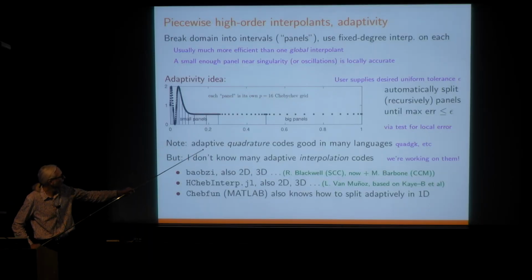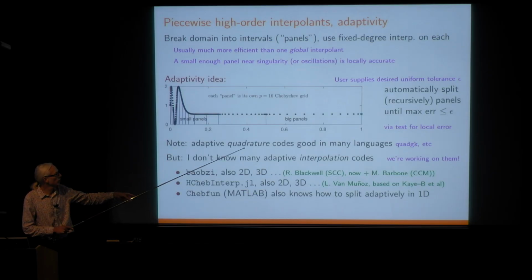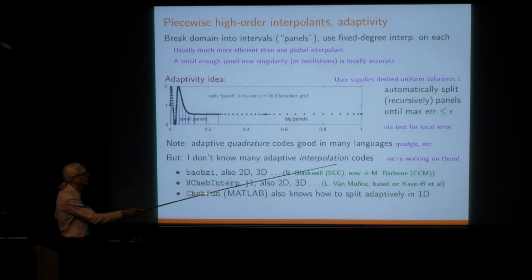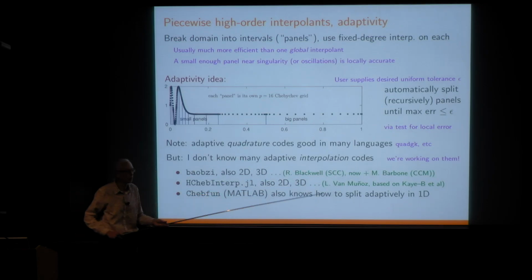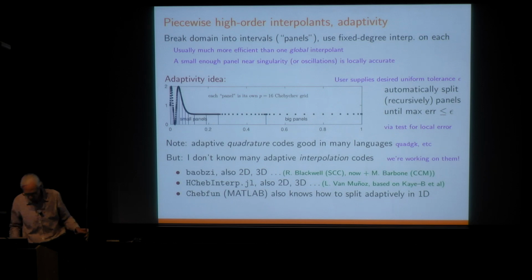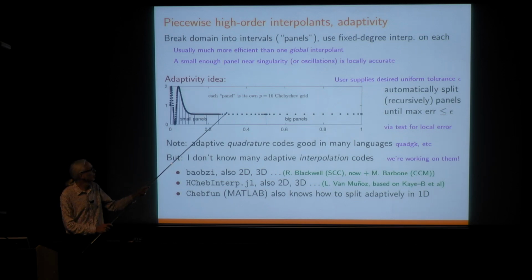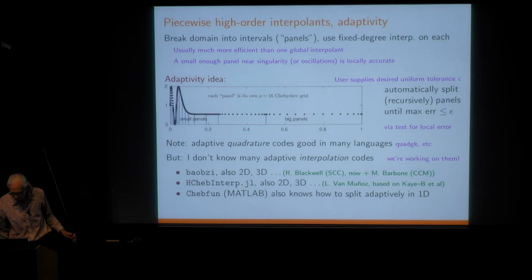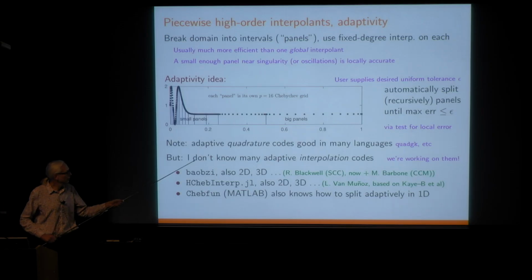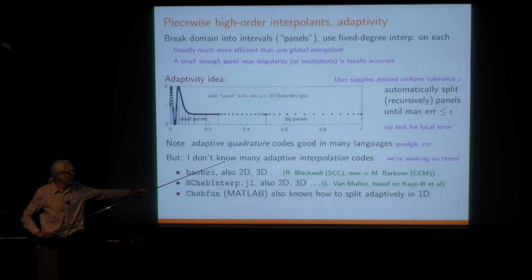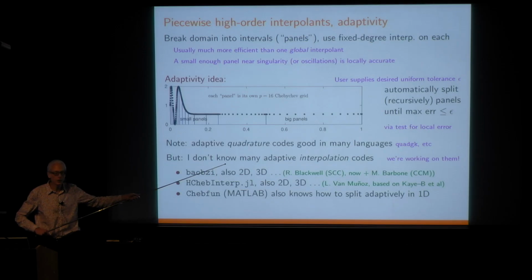So, okay. This idea of adaptively breaking up the interval is very commonly found in good quadrature codes that you can find in many languages. Sometimes they're called quad GK, because Gauss-Kronrod is a particular set of rules for these nodes, but we don't have to worry about that. Weirdly, on the interpolation side, there's not much adaptive code for interpolation.